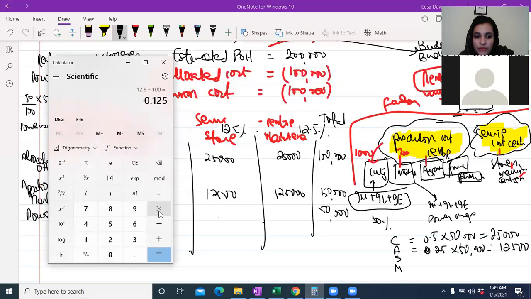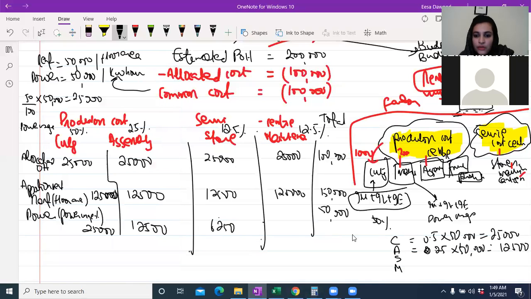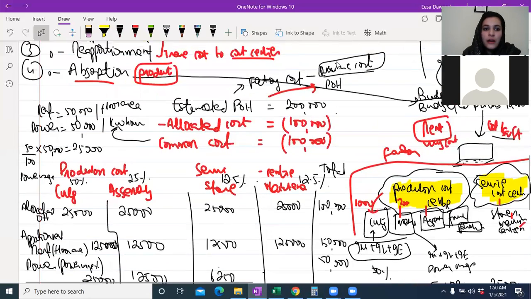So 12.5% of 50,000 is 6250. 6250 goes to stores, and 6250 also goes to the maintenance department. That's how the sharing of the common cost is done. And sharing of the common cost is basically apportionment.